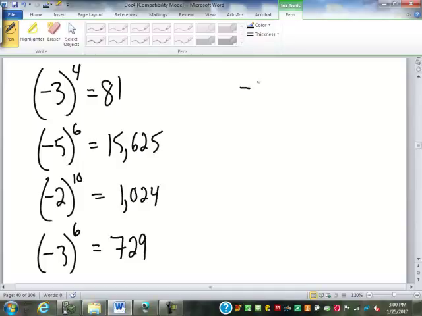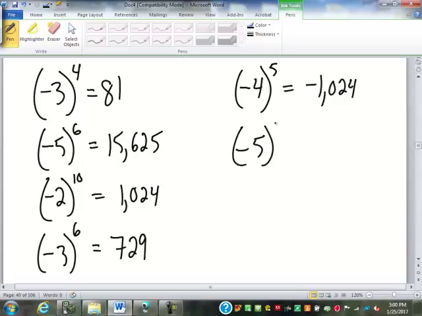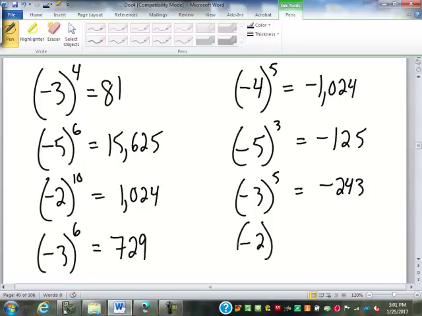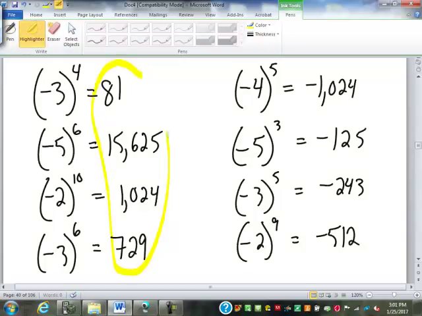However, if I have negative 4 to the power of 5, it is negative 1,024. Negative 5 to the power of 3 is a negative 125. Negative 3 to the power of 5 is negative 243. Negative 2 to the power of 9 is a negative 512. So over here, all these came out positive, all these came out negative. What's the difference there?